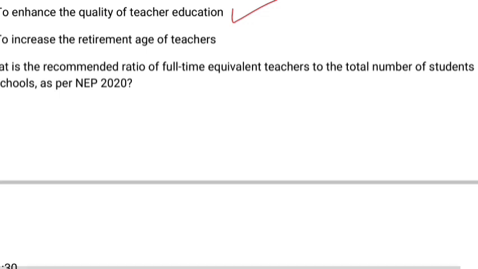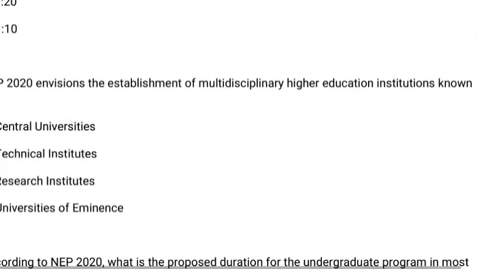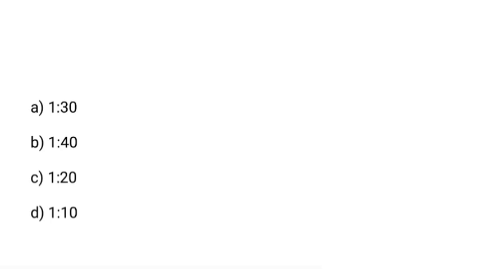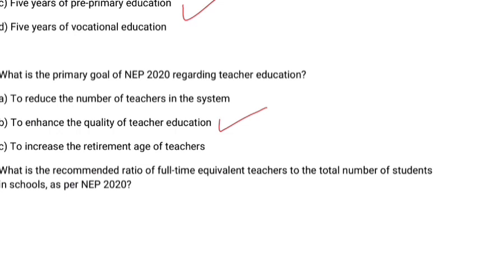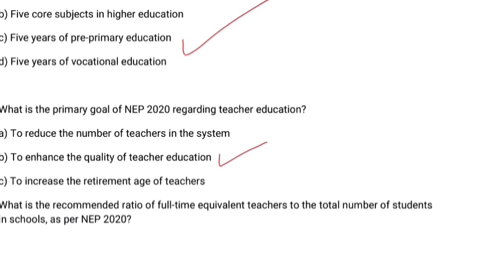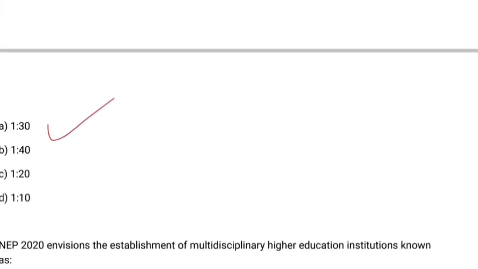Next, what is the recommended ratio of full-time equivalent teachers to the total number of students in school as per NEP 2020? So this is the ratio: 1:30, 1:40, 1:20, 1:10. It will be option A. That means 1:30. This is their prime and fundamental objective.